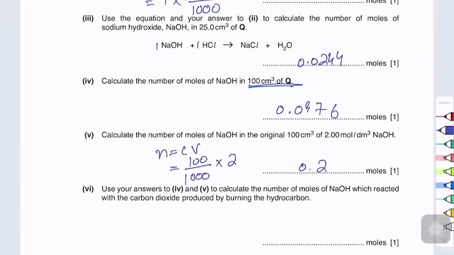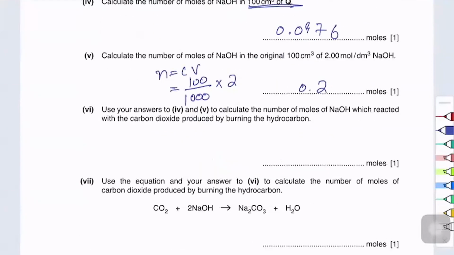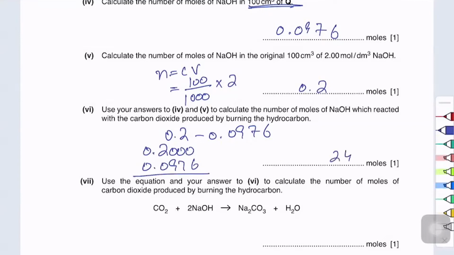Okay. Use your answer to 4 and 5 to calculate the number of moles which reacted with carbon dioxide. See, I told you, 0.0976 is what's left over, and 0.2 is what we started with. So 0.2 minus 0.0976. What I usually do is I assume that this is 0.2000 and this one is 0.0976. So I'm just subtracting 976 from 2,000. So that is 0.1024 moles. You can use a calculator, of course.